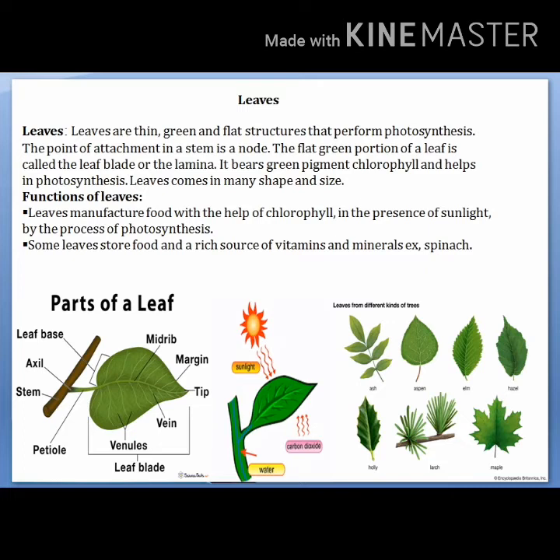So let's see some functions of the leaf. Leaf manufactures food with the help of chlorophyll in the presence of sunlight by the process of photosynthesis. Some leaves store food and are a rich source of minerals and vitamins, for example spinach. Water which is present in the leaves is also lost through stomata, the pores inside the leaf. This process is called transpiration.